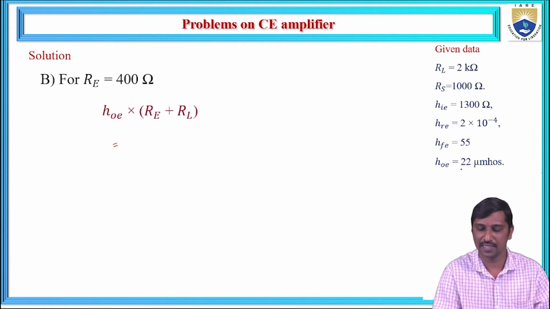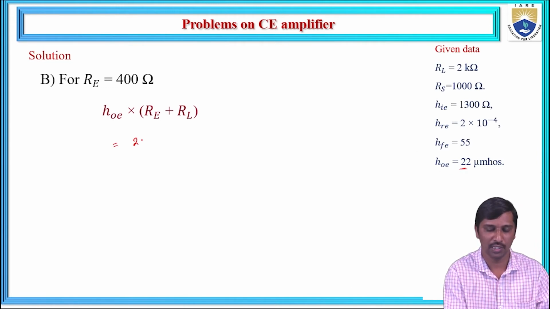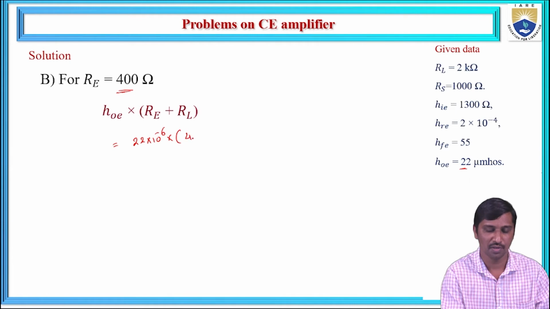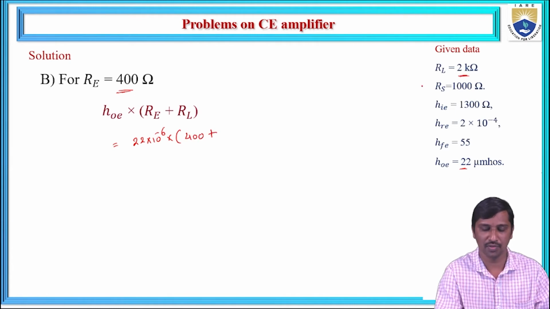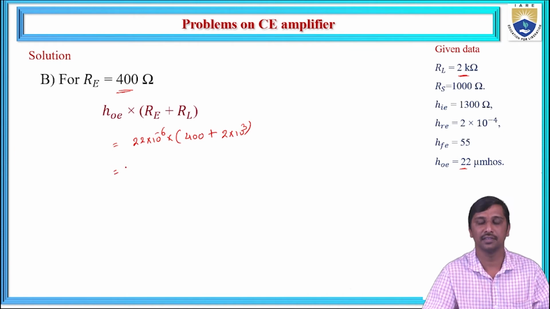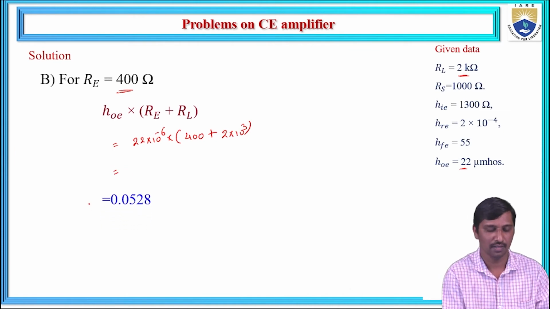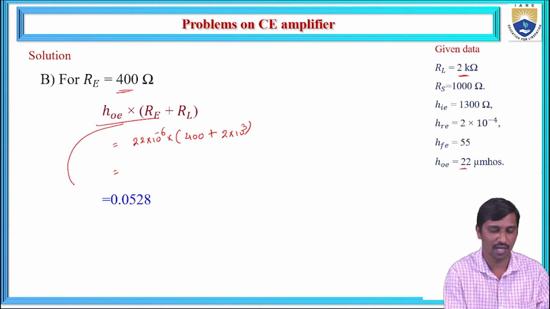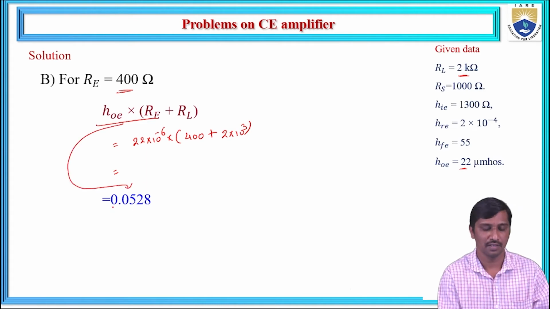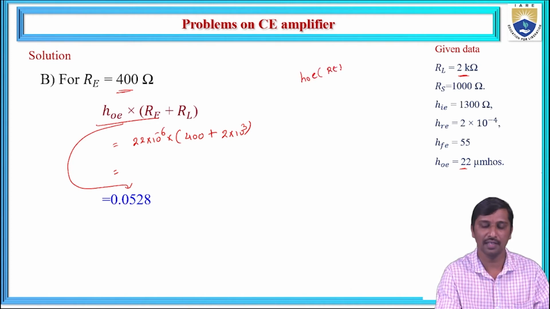And from these specifications, hoe is 22 into 10 to the power of minus 6 into (RE plus RL). Now we need to consider 400 ohms, 400 plus RL value is 2 kilo ohms, 2 into 10 to the power of 3. If you solve this factor, hoe times of (RE plus RL) gives 0.0528. What is our condition? Hoe times of (RE plus RL) is less than 0.1.